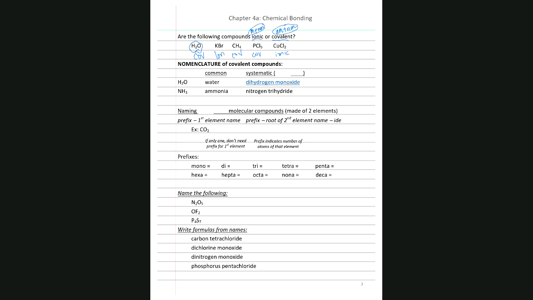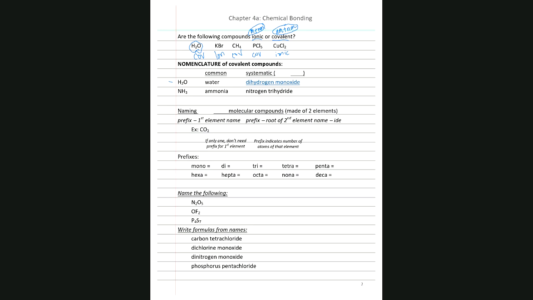All right, so now we know how to identify ionic and covalent compounds. Now we're going to learn how to name them. And there are very systematic rules for naming chemicals. There are a lot of chemicals that have common names. For example, H2O, we all know is water. We call it water. That's the common name.